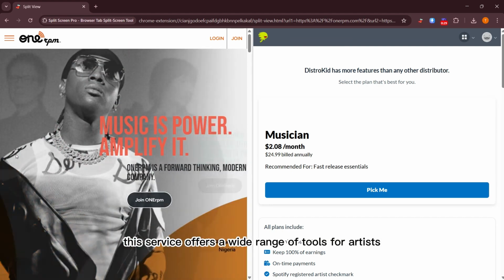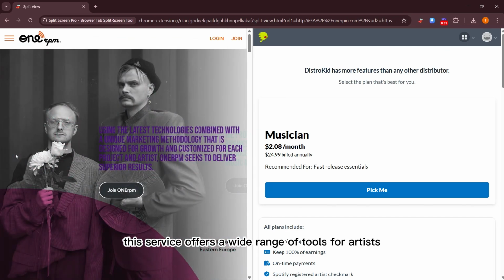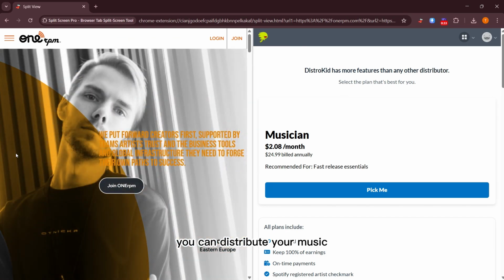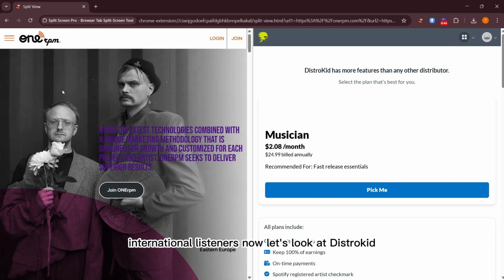This service offers a wide range of tools for artists. You can distribute your music, manage your rights, and even market your songs. ONErpm is known for its global reach, making it a good choice if you want to target international listeners.